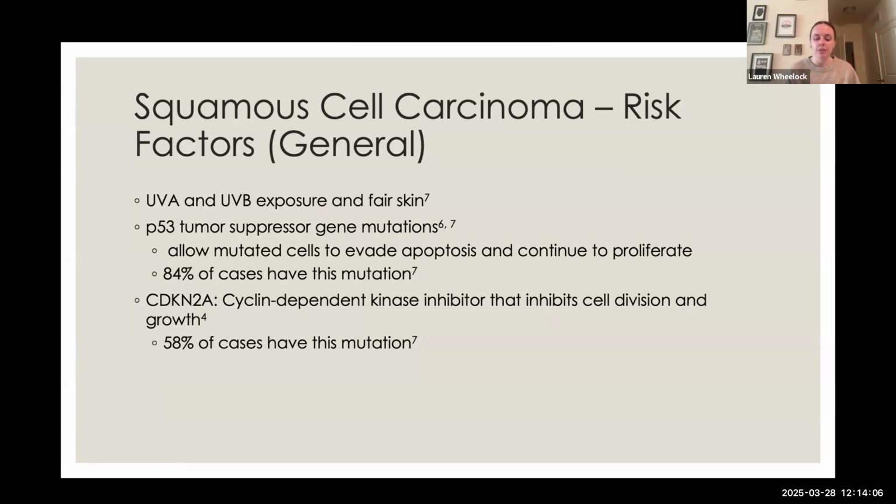Mutations in the p53 tumor suppressor gene would also allow mutated cells to evade apoptosis within the cell cycle. Around 84% of all squamous cell carcinoma cases in general do have a mutation in p53. Also of importance is CDKN2A. CDKN2A functions as a cyclin-dependent kinase inhibitor that inhibits cell division and growth. Around 58% of all squamous cell carcinoma cases do have a mutation in CDKN2A.